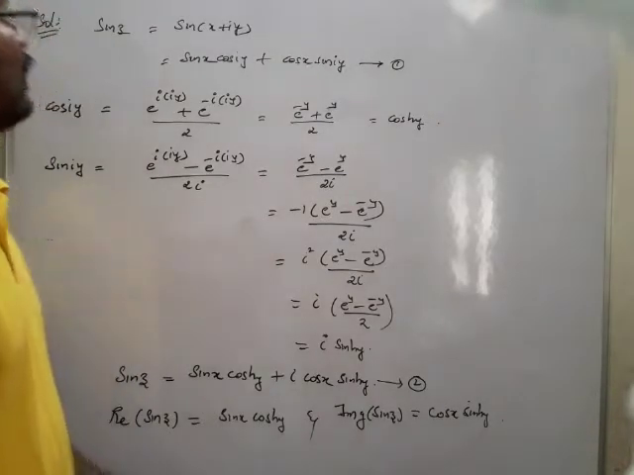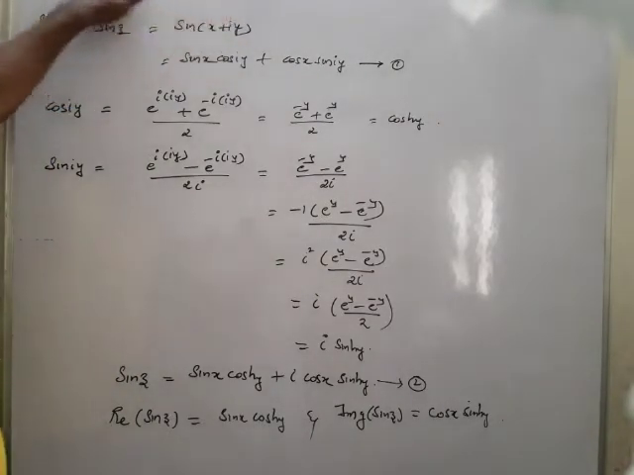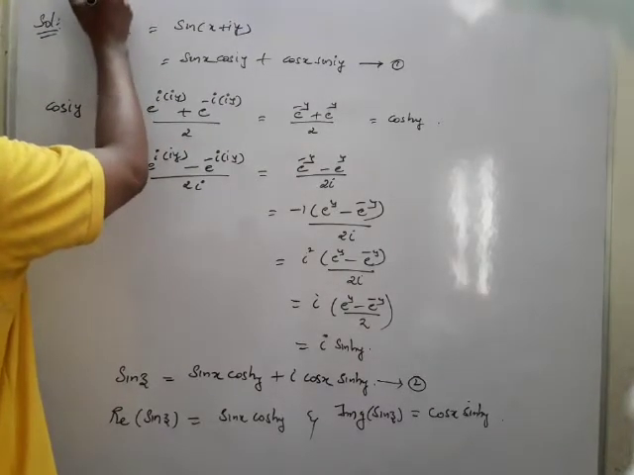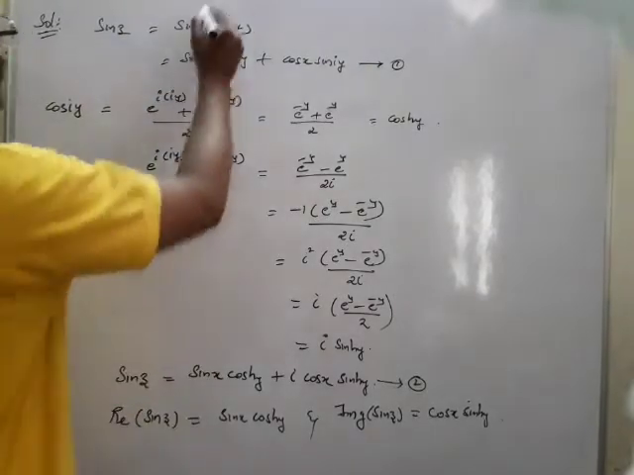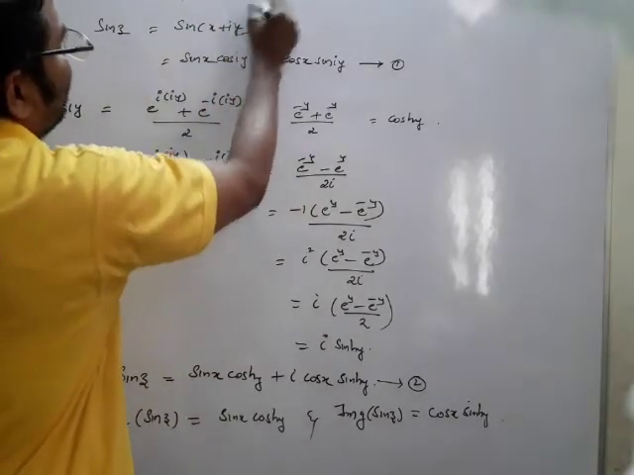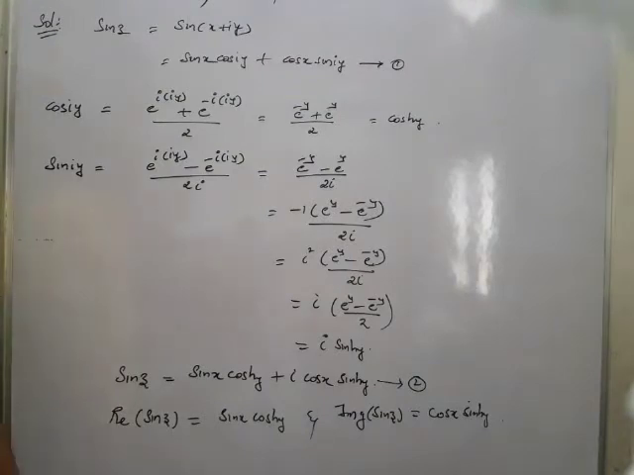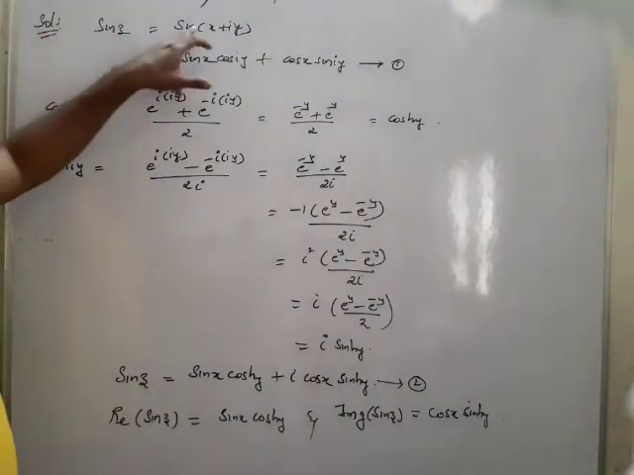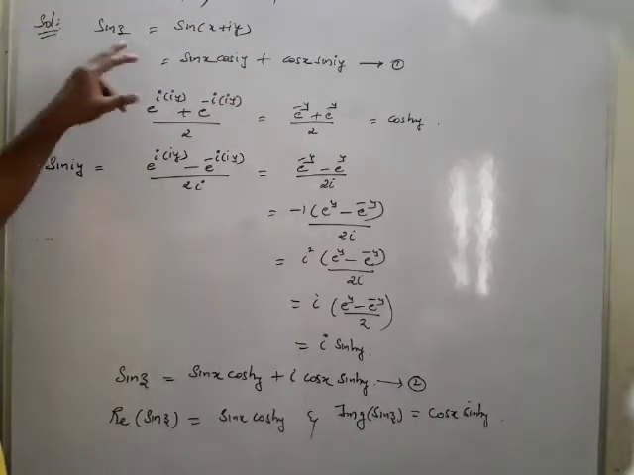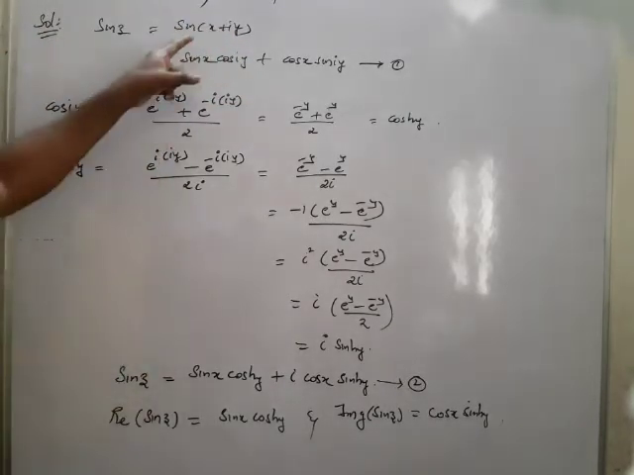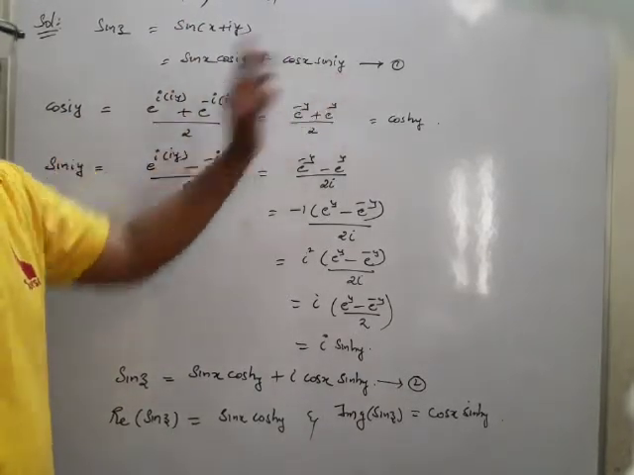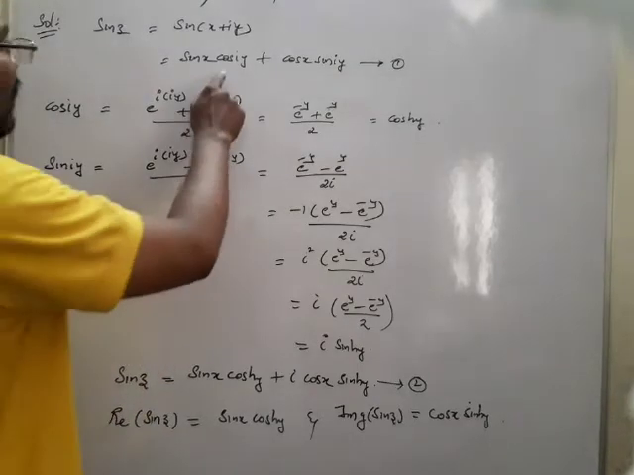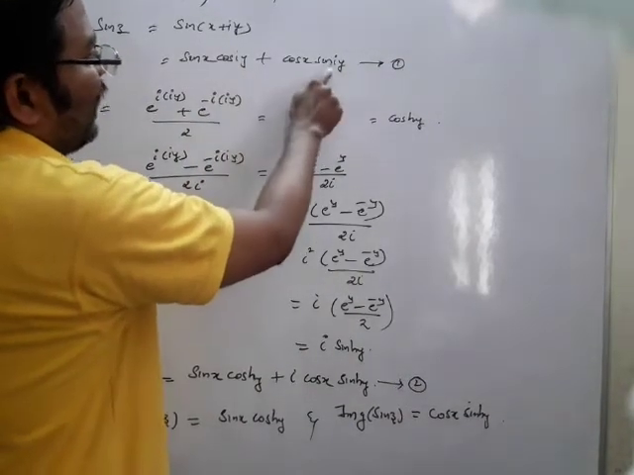Yes, students. Today we are going to find the values of mod sin z and mod cos z. These are the two values we are going to find. For this, we'll take sin z equal to sin(x plus iy), where z is equal to x plus iy. This is of the sin(a plus b) form, sin a cos b plus cos a sin b. So I'll find the values of cos iy and sin iy.